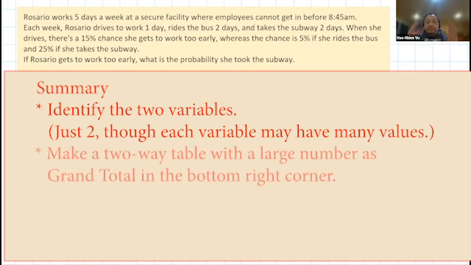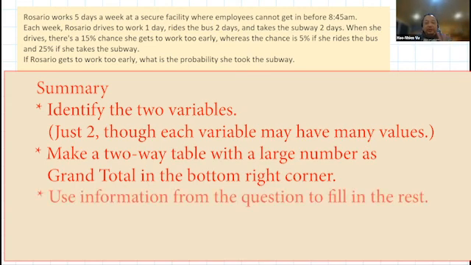Once you have that, then you make your table and you put a large number for grand total. I usually go for either 1,000 or 10,000. Sometimes when the probabilities involve a fraction, like 1/3, then I'll make my grand total 30,000 so that it cancels out with the 1/3. And then use the information in the problem to fill in the table. Once you filled in the table, all the conditional probabilities become really easy to figure out.